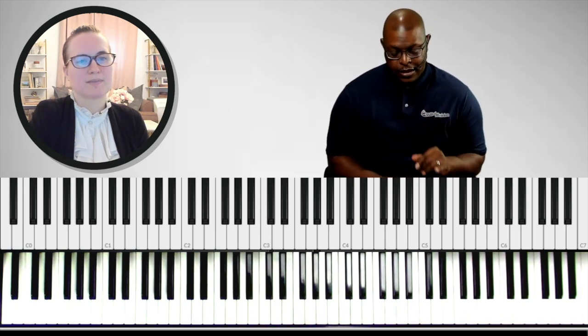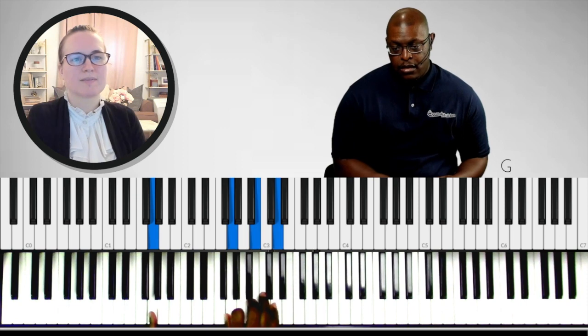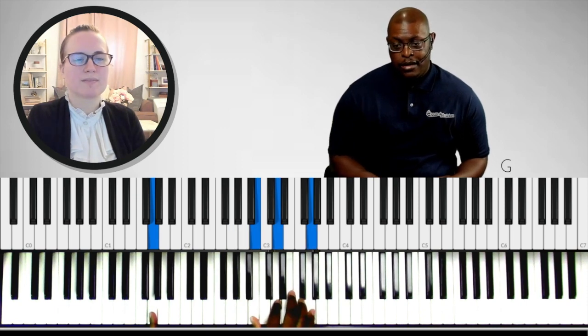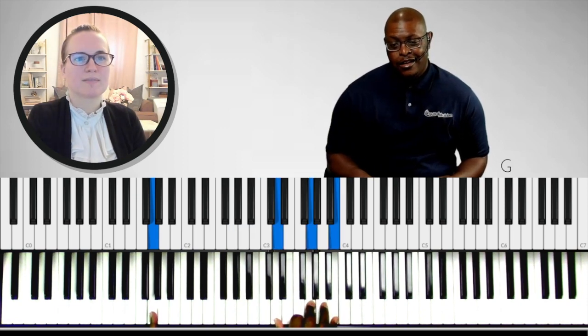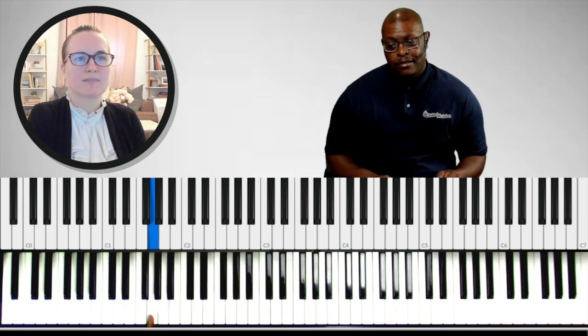It's not what's on top, it's what's on the bottom. So let me show you the left hand. If I kept this G on the bottom and just move my right hand, it's still root position. Why? Because G is on the bottom.